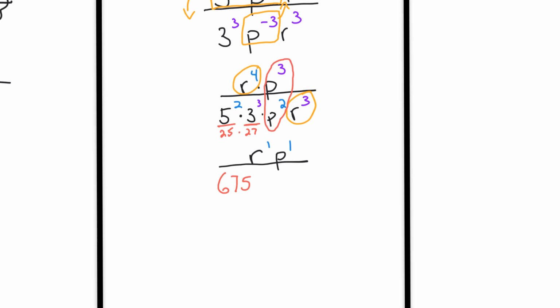So my answer, just to make it look clean, we have PR over 675. And notice that I put the letters in alphabetical order. P is before the R. So I just put them in order. And then the bottom is 675. So we got the answer.